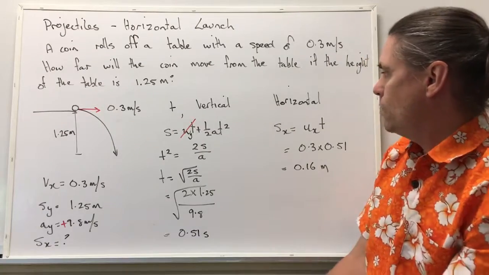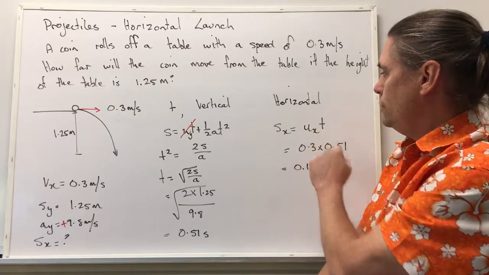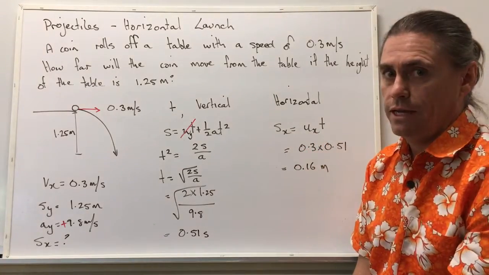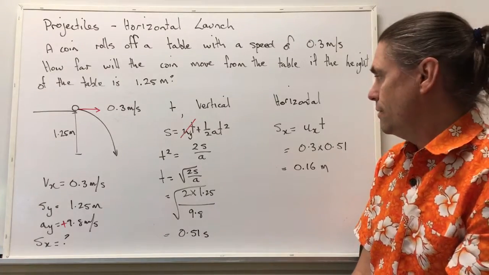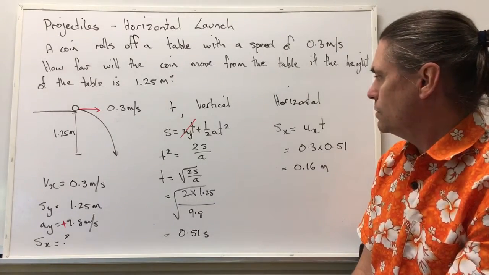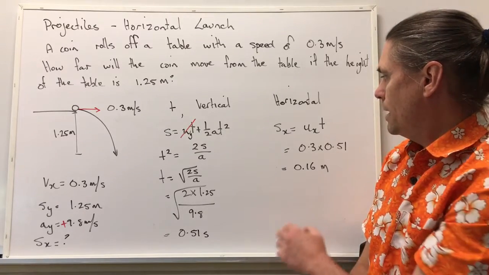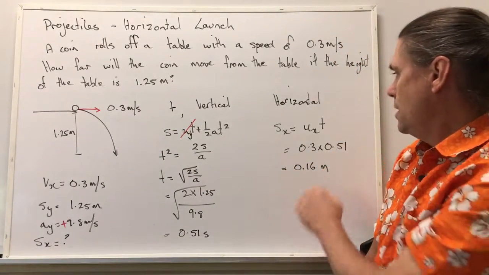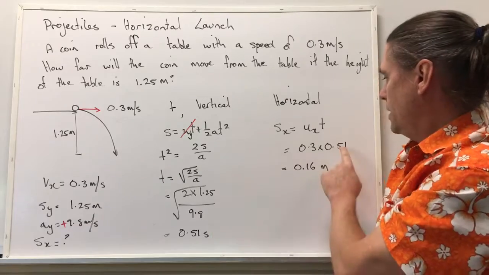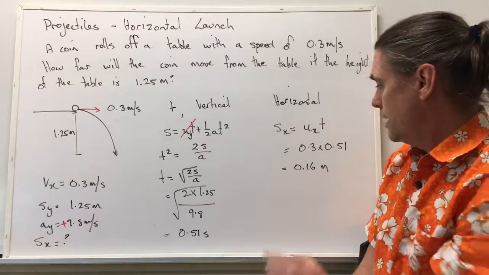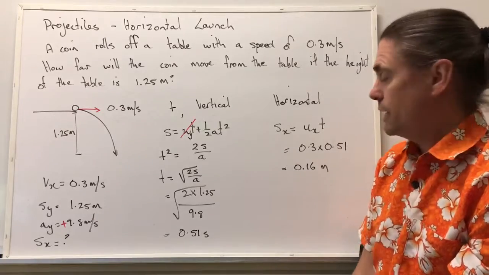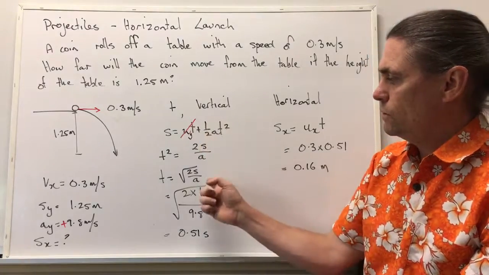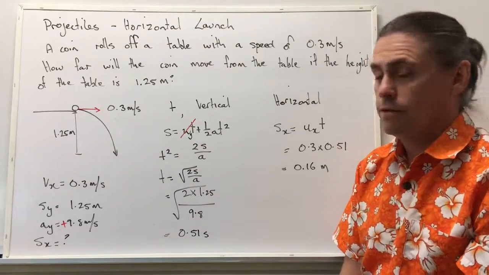horizontally. We use our equation horizontally, s is equal to ut, all in the x direction. Remember that this would be s equals ut plus a half at squared, which our a is 0, therefore our half at squared is also 0. So once we plug in these numbers, we've got 0.3 for our initial velocity in the horizontal direction. We've got a time now that we calculated here, 0.51 seconds, which gives us a total displacement in the x direction of 0.16 meters.